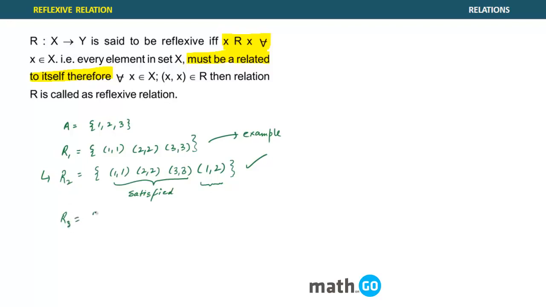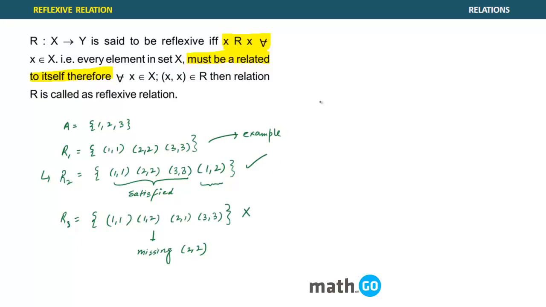Let me take another example of a relation from this particular set. So it says 1 comma 1, 1 comma 2, 2 comma 1 and 3 comma 3. Now what about this? This is now not reflexive. Why? Because it is missing which element? It is missing your 2 comma 2. So this is not reflexive.